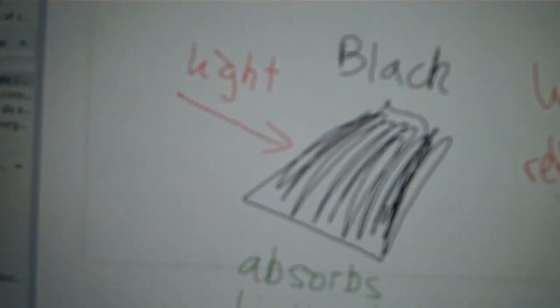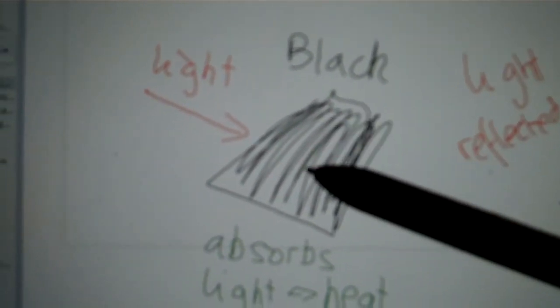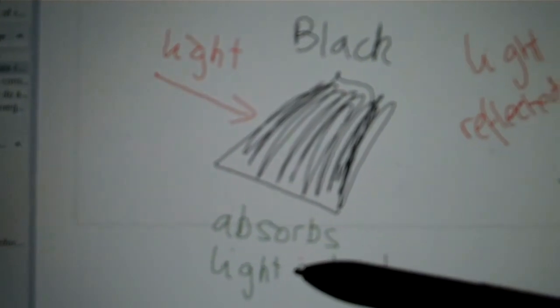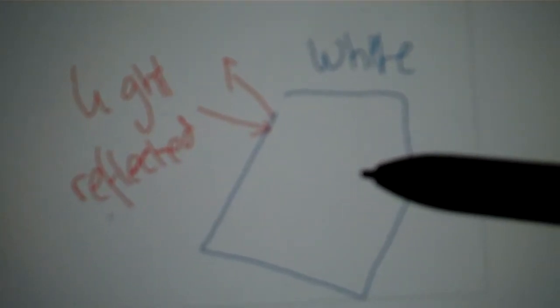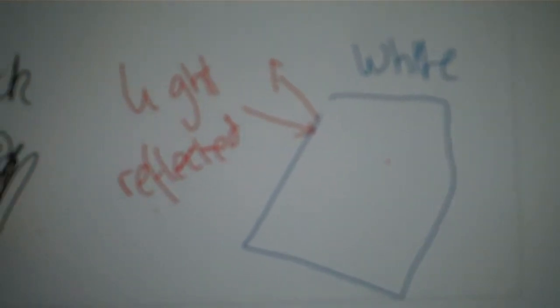And here's a picture to show why. When the light shines on a black piece of paper, the black paper absorbs, like a sponge, the light, and it's turned to heat. When the light shines on a white piece of paper or a white surface such as snow, the light is reflected. So it's not absorbed, it doesn't turn to heat.